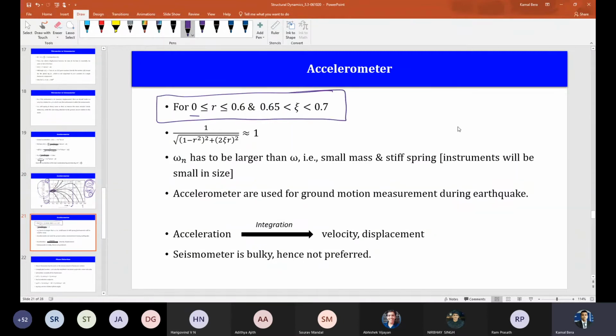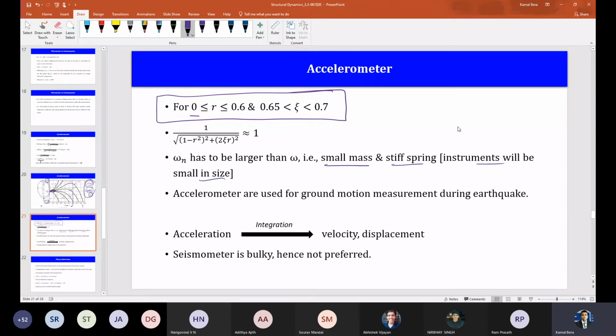We are telling that 0.3 you want to keep. Right? So I am giving a more range to the designer. Is that good or bad? It's good only. So you see, it is written. So as you told, small mass and stiff spring, so the instrument will be small in size. So that is actually preferred.